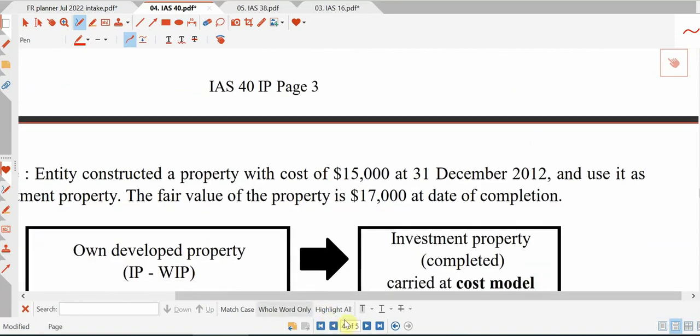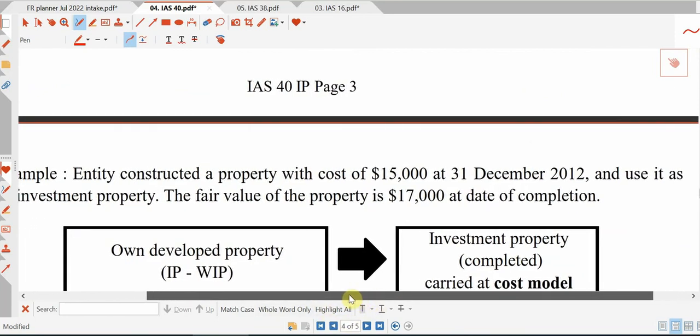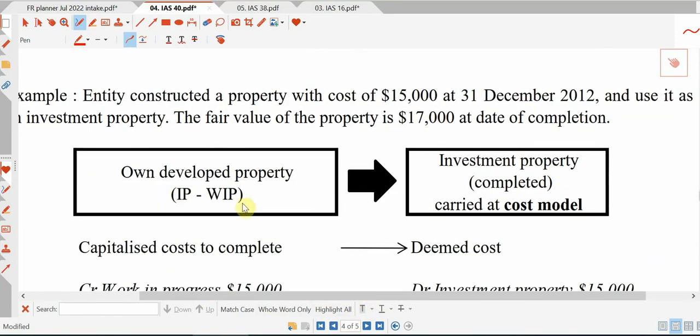Page 4. Okay, page 4, easier. Talking about work in progress to completed investment property. So what's the story here? They built a property, cost 15,000, completed December 2012, and then the fair value at the date of completion is 17,000. Market value has increased for the property.